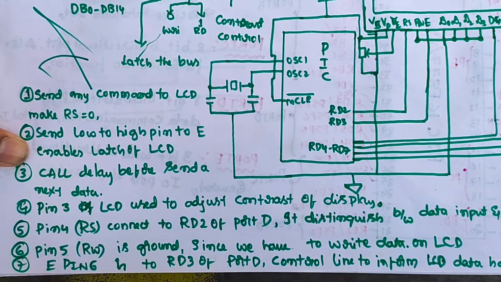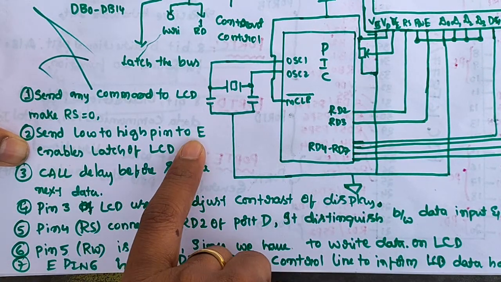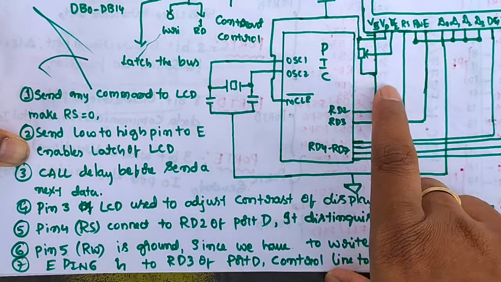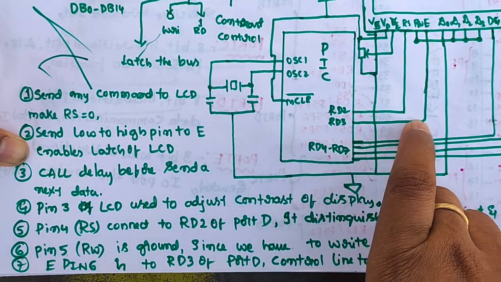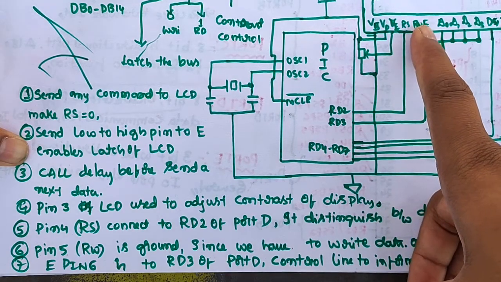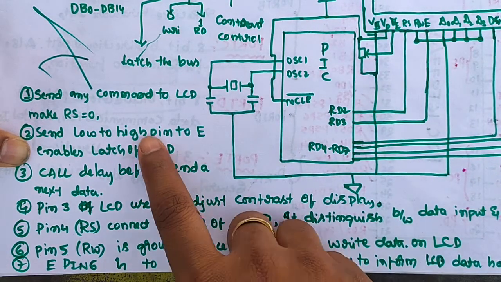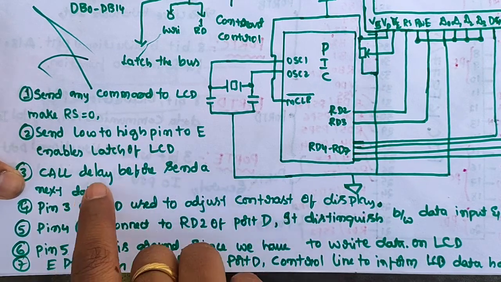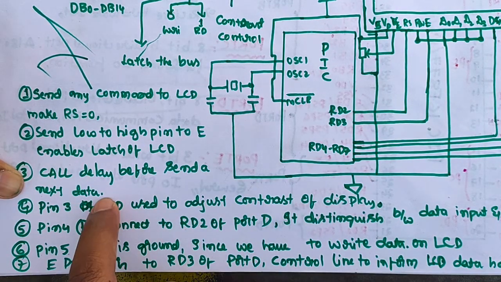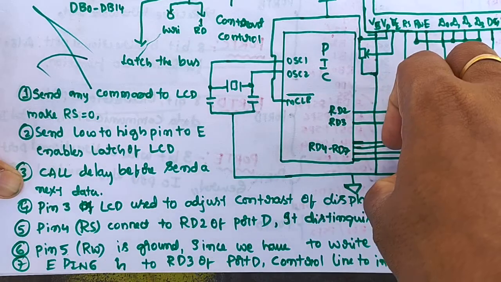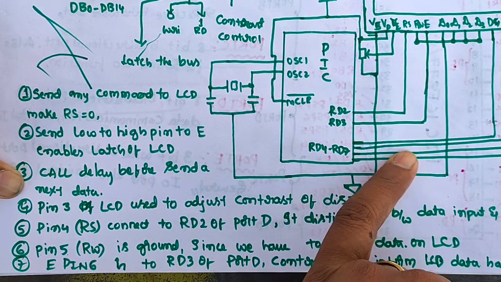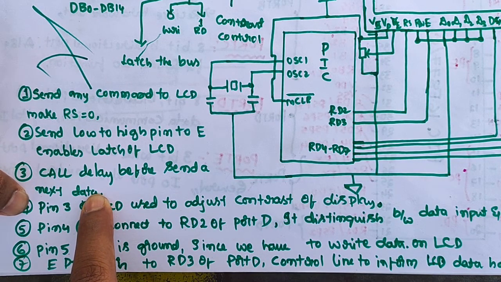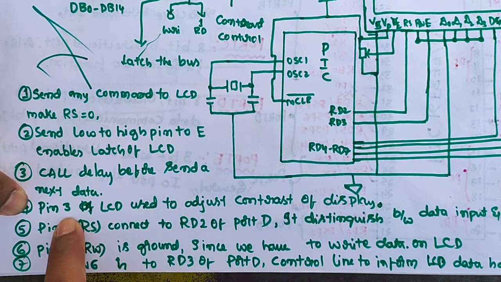Then send a high to low pulse on the enable pin to enable the latch of the LCD. After this, through the D3 pin, we make the enable high to enable the LCD, and call a delay before sending the next data. We need to create some delay in the program to transfer the next data.